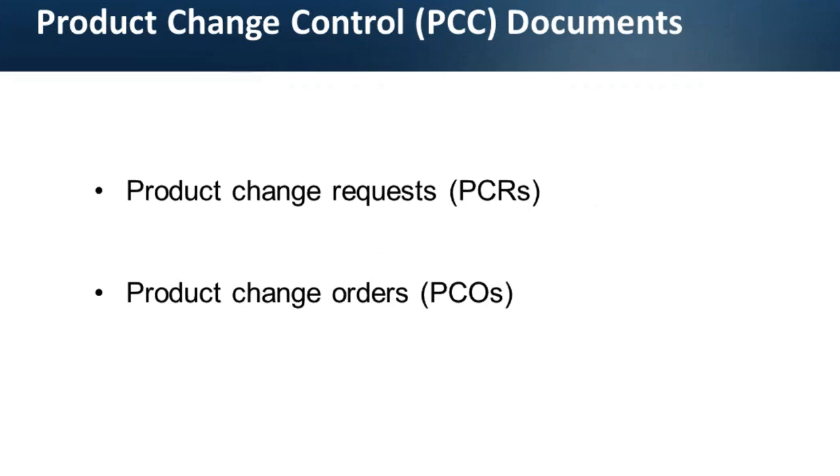The PCC module is built around two types of documents: product change requests, PCRs, and product change orders, PCOs. Product change requests are just the request for product changes. They cannot be taken past the approval stage for release. Once approved, PCRs are typically closed or converted into PCOs. PCRs have no effect on the system until converted into change orders.